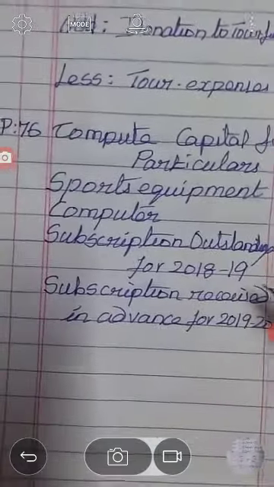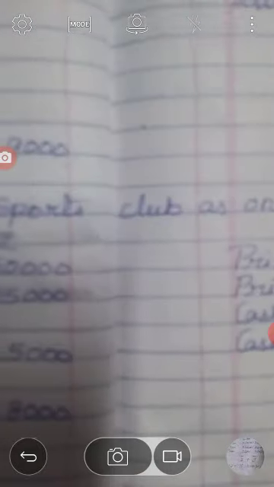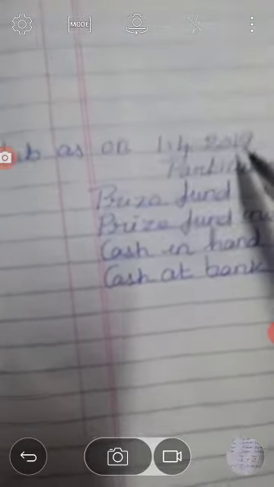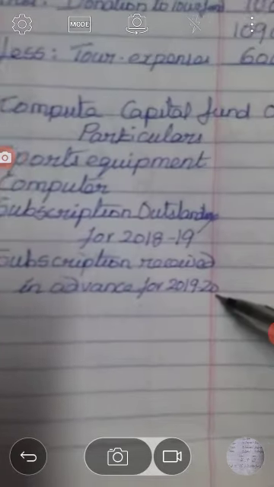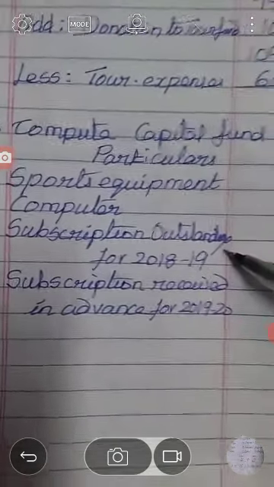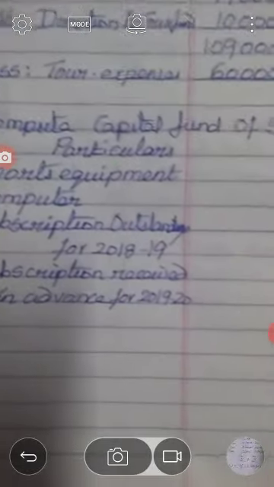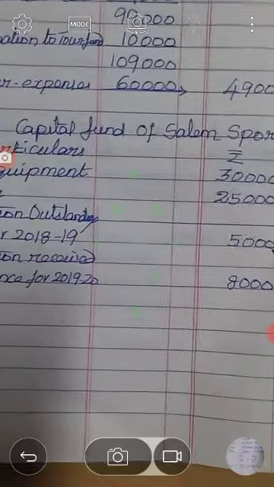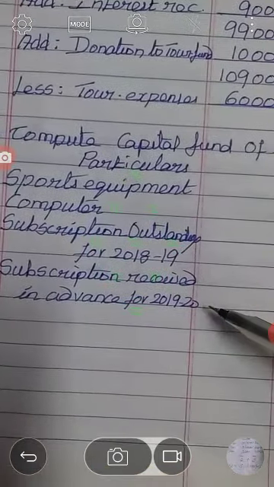Then here the two items are missing. Subscription outstanding for 2018-19. Here the sum is given as on 1/4/2019. So 18-19 is the current year. Then 19-20 is the subsequent year. Here the current year outstanding should be shown on the asset side. Current year outstanding 5,000 is to be shown on the asset side. Then subsequent year received in advance, 8,000, should be shown on the liability side. Here subscription outstanding 5,000 should be shown on the asset side. Here subscription received in advance 8,000.